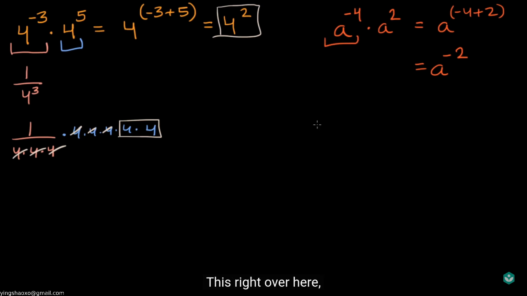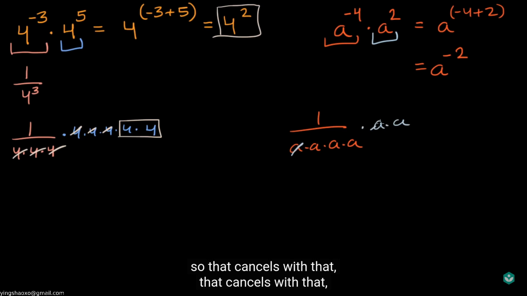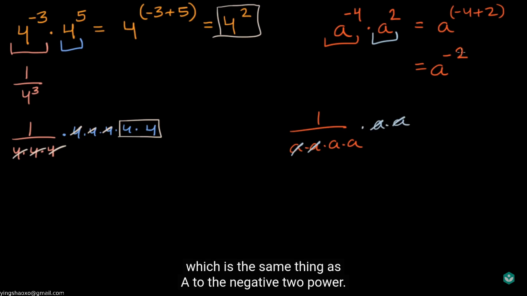And once again, it should make sense. This right over here, that is 1 over a times a times a times a. And then this is times a times a. So that cancels with that, cancels with that, and you're still left with 1 over a times a, which is the same thing as a to the negative 2 power.